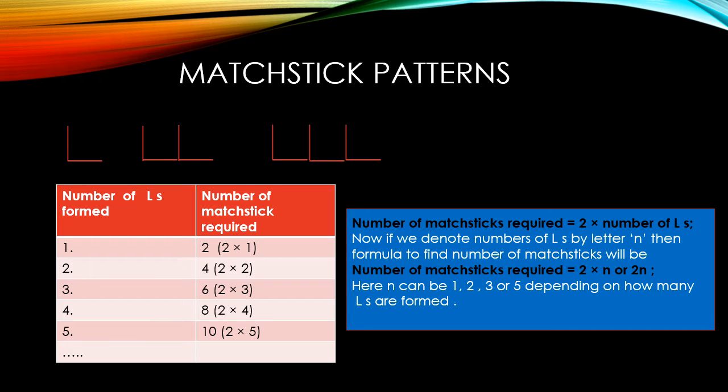So we will form a table: the number of L's formed and how many matchsticks are required. So for 4 L's, 2 into 4, 8 matchsticks are required, and so on. Now we will create a general formula from the table. Number of matchsticks required equals 2 into the number of L's. Now if we denote the number of L's by the letter N, then our formula will be number of matchsticks required equals 2 into N, or 2N.